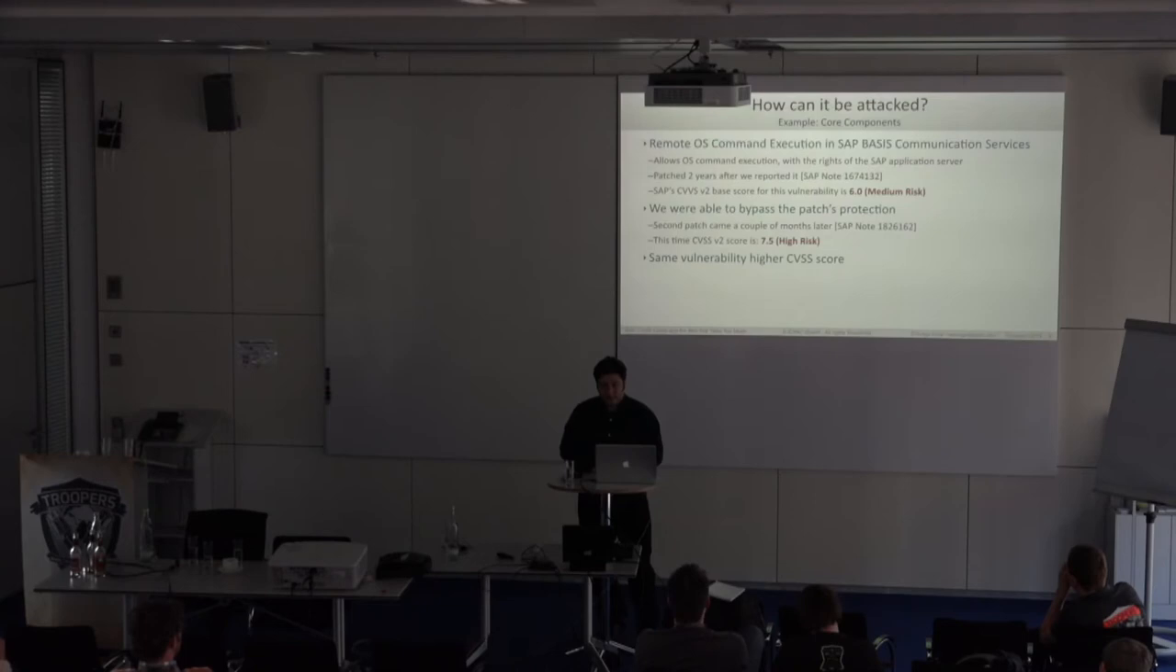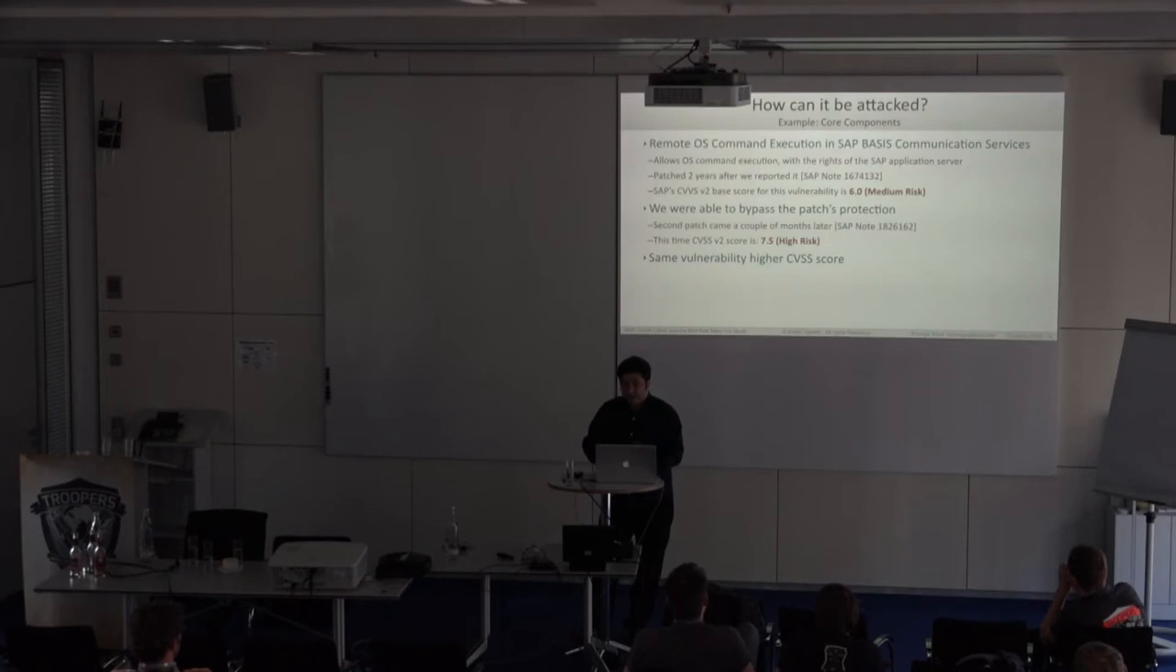Then SAP released the patch, and we noticed that it is possible to bypass this patch. So for the same vulnerability, 3-4 months later, there was another patch. But now this patch was magically attributed a risk of 7.5. So it means when you get the information about certain vulnerabilities in the SAP system, you should always do your own risk assessment. And there the independent researchers also provide a lot of information. So you should always hear what the externals say about these kinds of vulnerabilities as well.